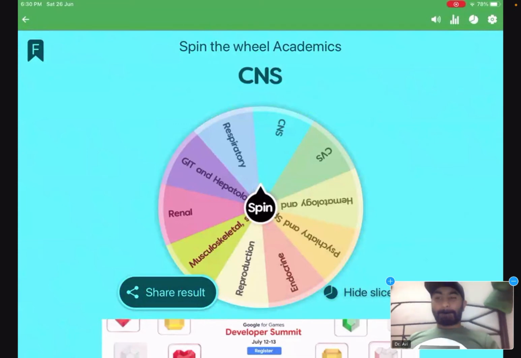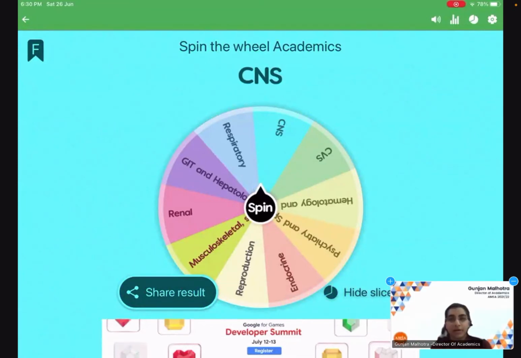Okay. What is the most common cause of meningitis in a 20-year-old patient? Streptococcus pneumoniae, Staph aureus, Neisseria meningitidis, H. influenzae. I repeat the question. Which of the following is the most common cause of meningitis in a 20-year-old patient? Streptococcus pneumoniae, Staph aureus, Neisseria meningitidis, and H. influenzae.